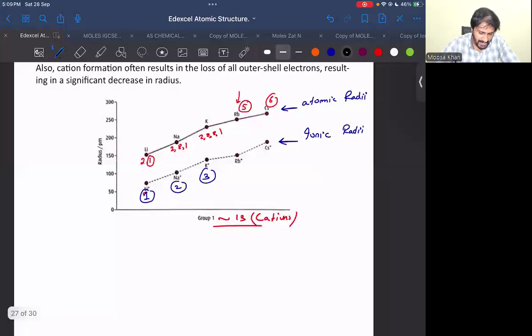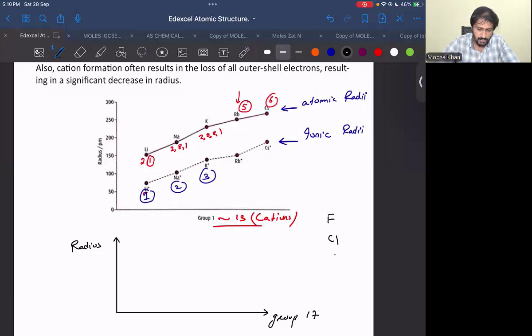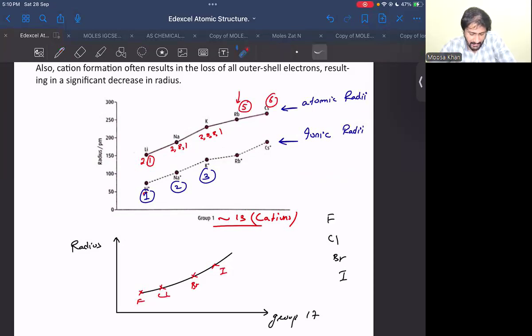Now, if I ask you to make the trend of group 17 down the group, you have to make the trend of radius versus group 17. Group 17 is your halogens, which are fluorine, chlorine, bromine, and iodine. If I make the trend down the group, definitely the atomic trend would be like this, where we have fluorine, chlorine, bromine, iodine. Now, if I asked you to make the trend of their ionic radius, what do you think? Would that line be below this graph or above this graph?